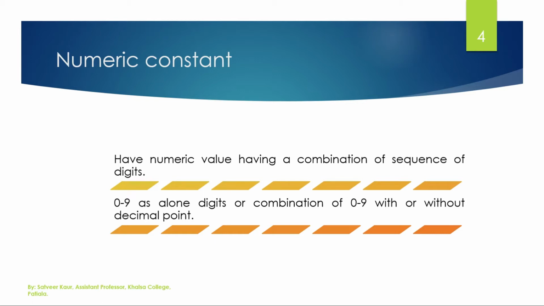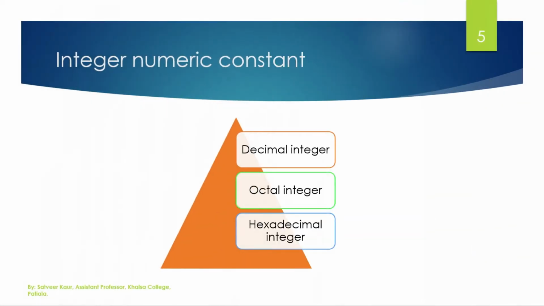It has a numeric value having a combination of a sequence of digits, 0 to 9, 0, 1, 2, 3 up to 9, as single digits or a combination of 0 to 9 digits, with or without any decimal point. The next one is integer. A numeric constant can be of three types: decimal integer, octal integer and hexadecimal integer.